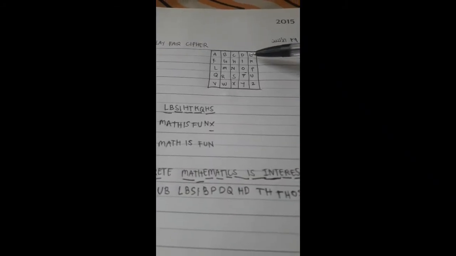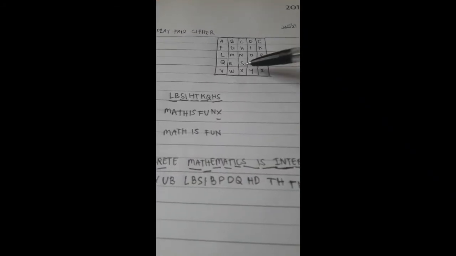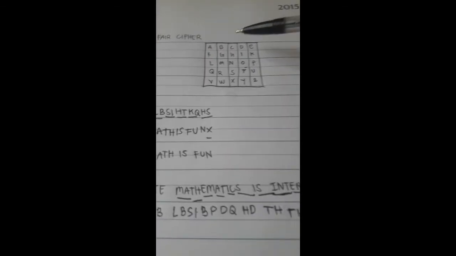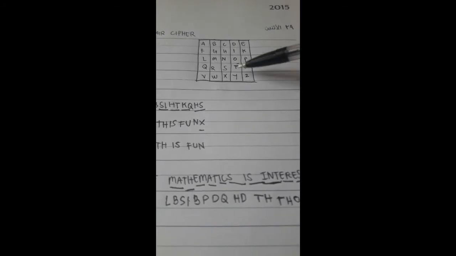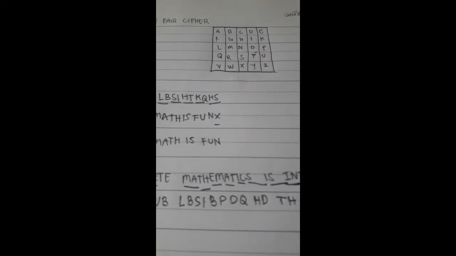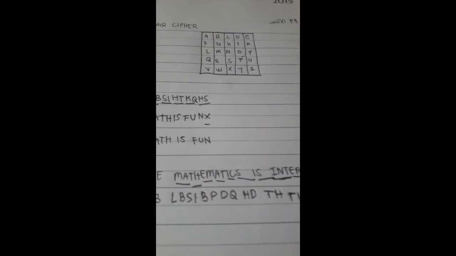The next is ES. Our ES is also a square, it also forms a square. So E becomes C, and S becomes U. Then next is TI. Our TI is in one column, so we go up. The T becomes O, and the I becomes D.